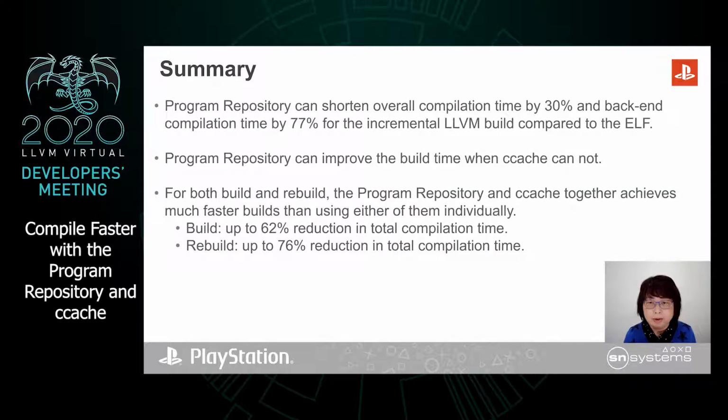In summary, the program repository can improve the build time when Ccache cannot. For a build, there is up to 62% reduction compared to the ELF. For a rebuild, up to 76% reduction.